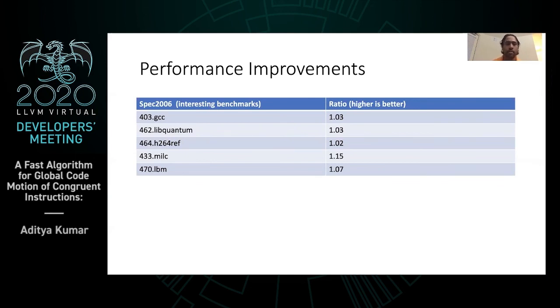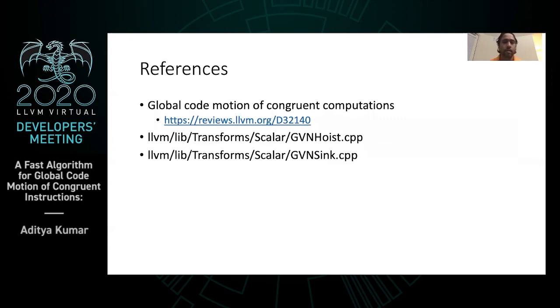The patch is on LLVM Phabricator, and the references are GVN hoist and GVN sink, which have some ideas there as well. This patch is up for review. This is slightly older work. You can see from the diff number, it's 32,000. It's been a few years since this patch was submitted, so I would request people to go and review the patch.